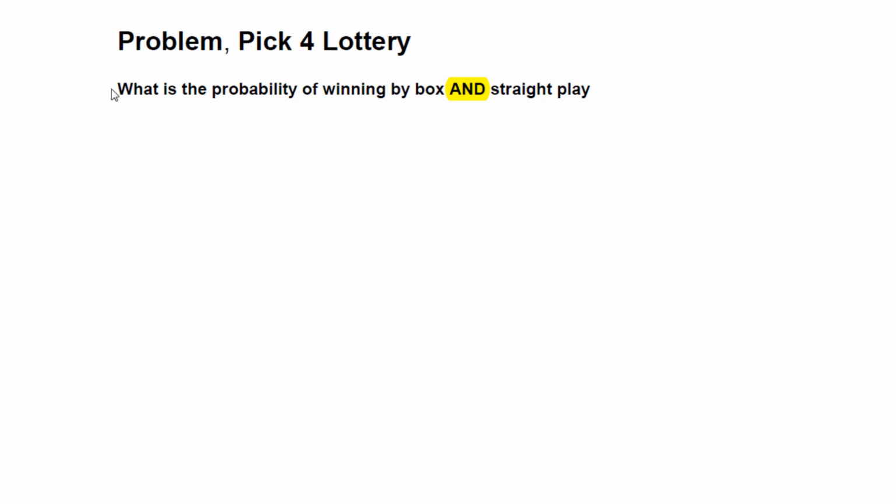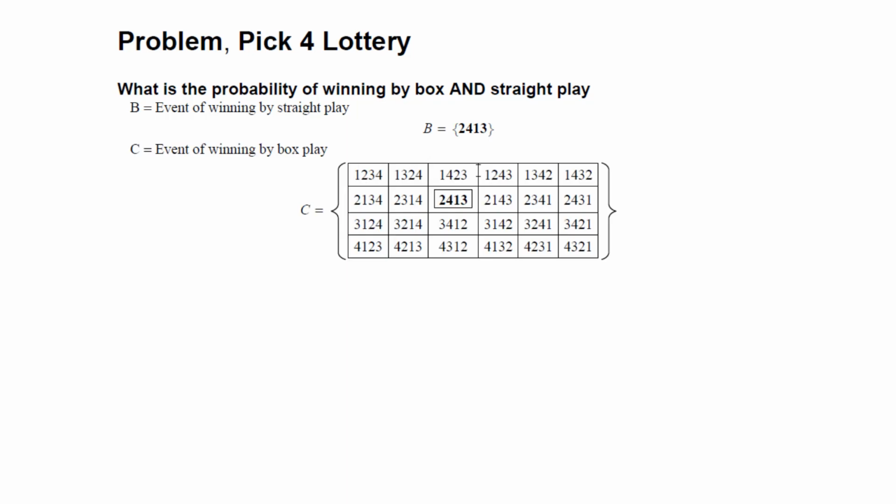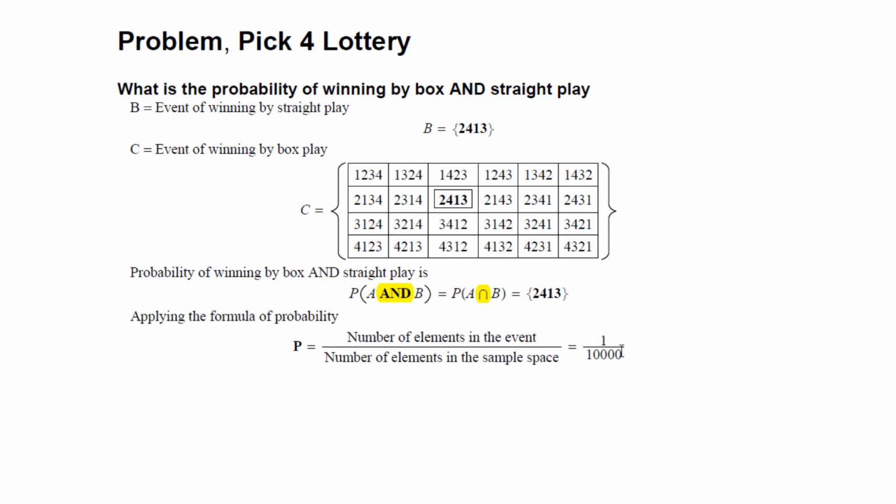What is the probability of winning by box and straight play at the same time? So let's assume we are playing these 4 different digits as a straight play. These different digits can also be arranged in 24 ways using a box play. And now we have 2 events, the event B and the event C, and we need to win them both. So their intersection is going to give us only 1 element, and the probability is going to be 1 divided by all possible outcomes, which is 10,000.